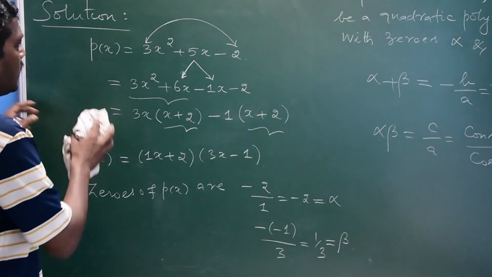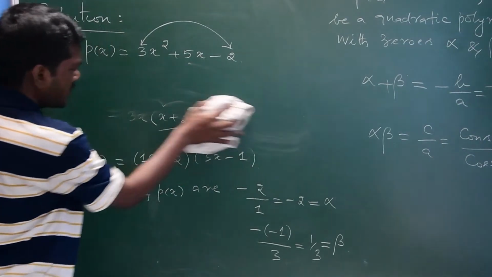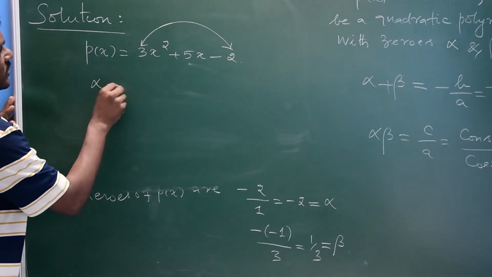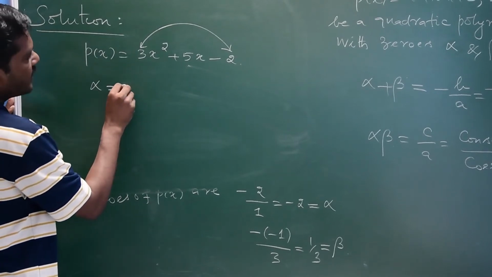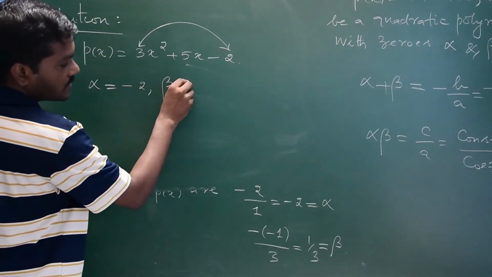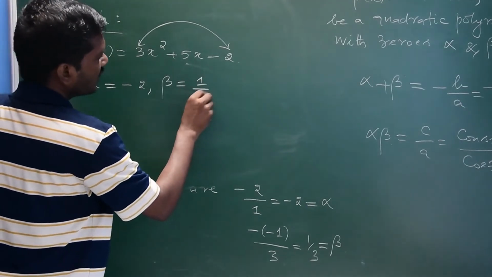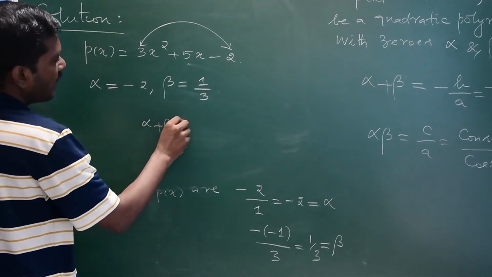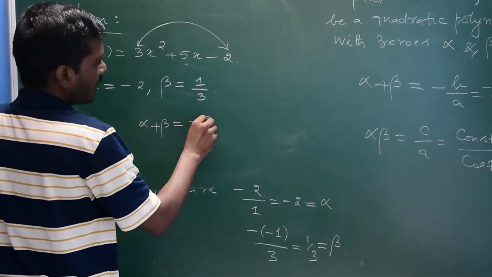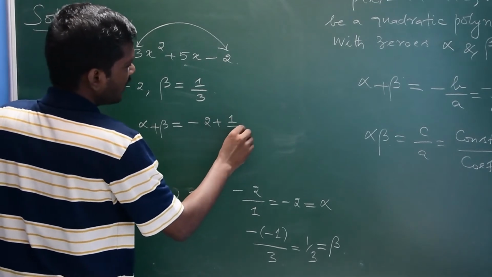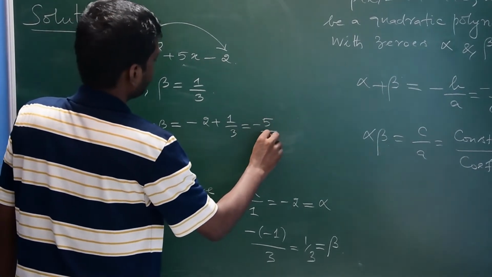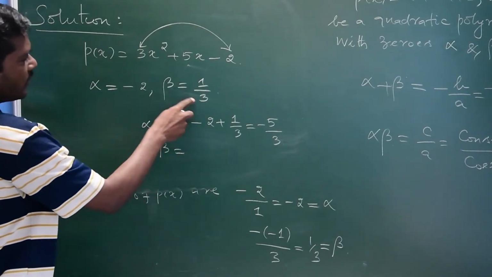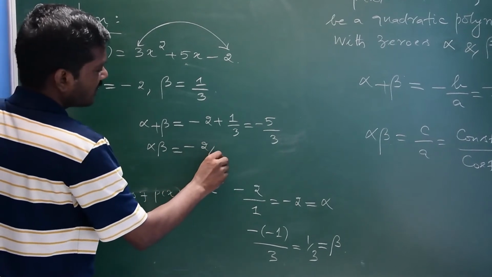Now let us erase this. The zeros of this polynomial are alpha is minus 2 and beta is 1/3. What is the sum of the zeros? Alpha plus beta is minus 2 plus 1/3, which is minus 5/3. What is the product alpha beta? When you multiply, we get minus 2/3.